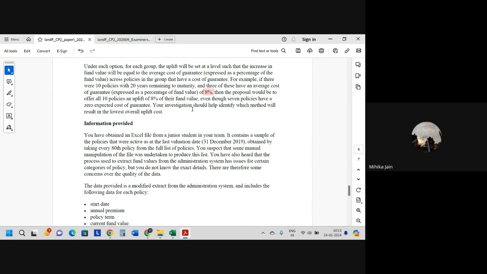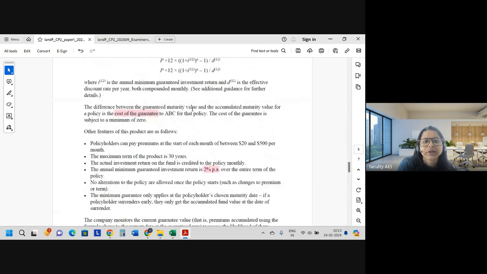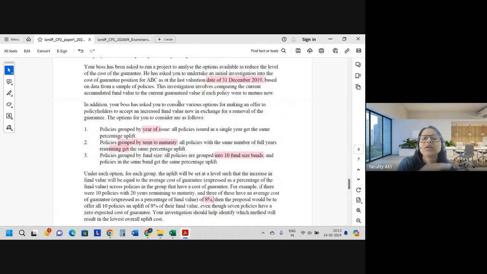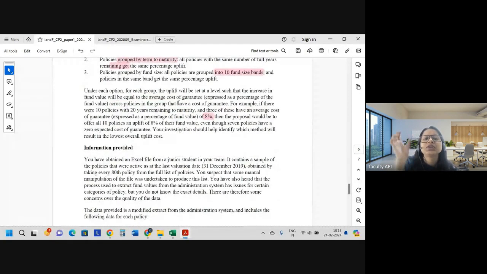Ma'am, I did not understand the formula you were saying for cost of guarantee. Cost of guarantee is the guaranteed value minus the accumulated fund value at that point of time, and the percentage is on the basis of fund value. So basically, the guaranteed amount minus the fund value divided by the fund value.